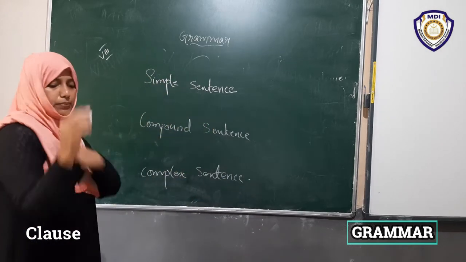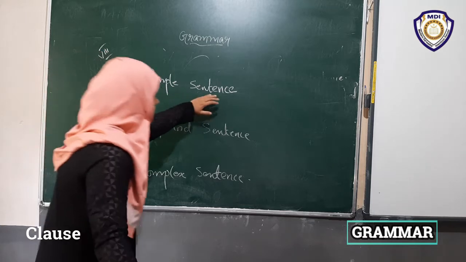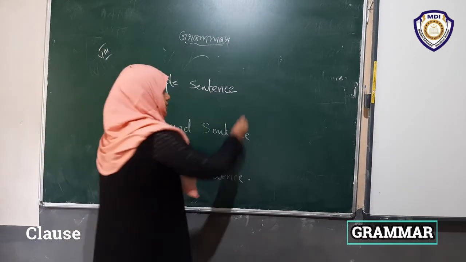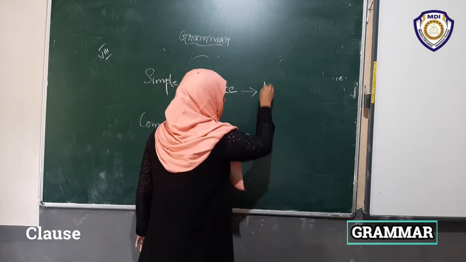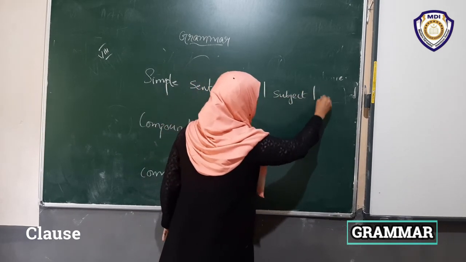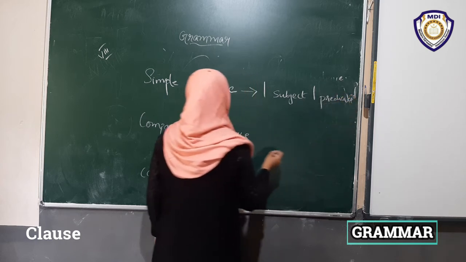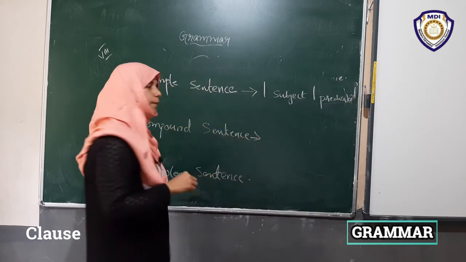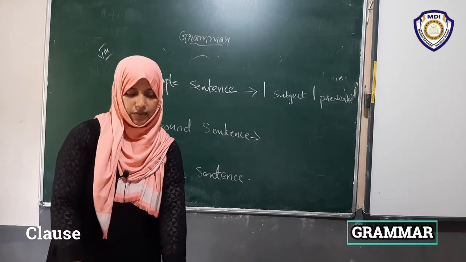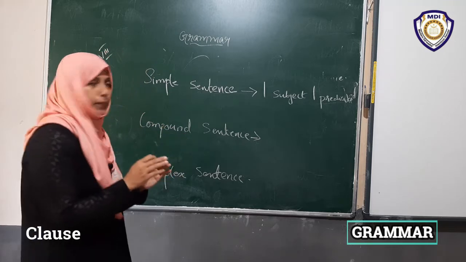Okay. What is a simple sentence? Underline it. A sentence that has one subject and one predicate is a simple sentence. If there is one subject and one predicate, it is a simple sentence. Okay, then which is a compound sentence? A sentence that has two or more principal clauses. I told you what a principal clause is.